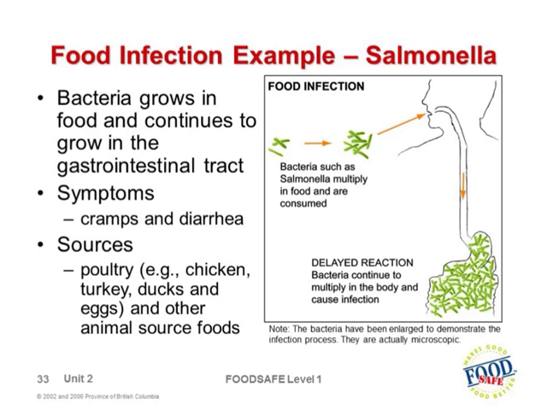Okay, and a food infection example, Salmonella. So in a food infection, people eat the food that has been contaminated with the bacteria, and then the bacteria continue to multiply in the body and cause the infection, cause people to become sick. So the bacteria grows in the food and continues to grow in the gastrointestinal tract. Symptoms of Salmonella are cramps and diarrhea, and the main sources of Salmonella are poultry, so chicken, turkey, ducks, and eggs, and other sources of animal food.